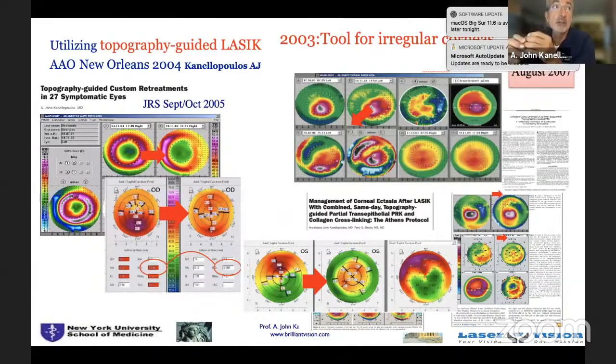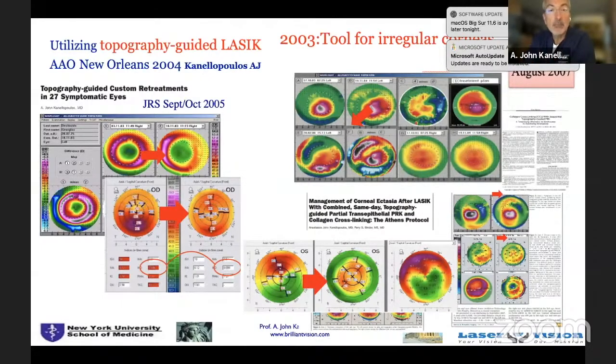And I was asked to speak on topography-guided ablations and Contura laser applications, which is the trademark for Alcon, which has been the spearheading manufacturer of topography-guided treatments globally. The concept was initially born in Europe many years ago as a way to use the laser for therapeutic applications. And we're seeing some of them. This is a presentation from 2004 at the American Academy. So yes, I'm old enough to have presented back then.